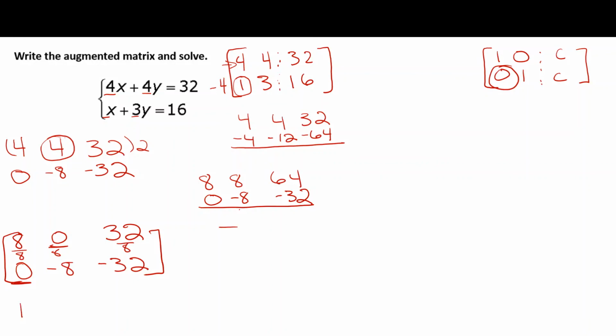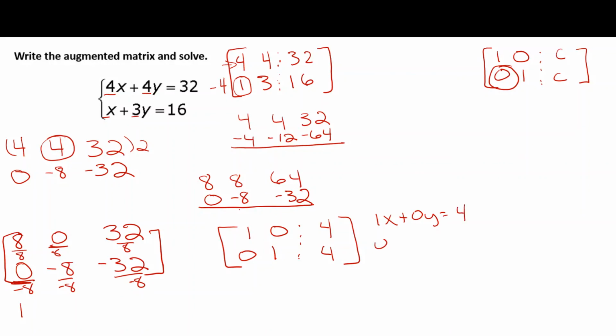I'm going to put it over here: 1, 0, 4. And if I multiply everything on the bottom by negative 8, that leaves me with 0, 1, 4. So I can see that 1x plus 0y equals 4, and 0x plus 1y also equals 4. So my solution set is going to be (4, 4).